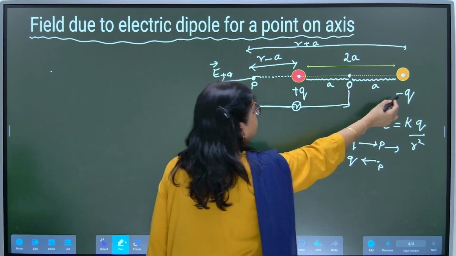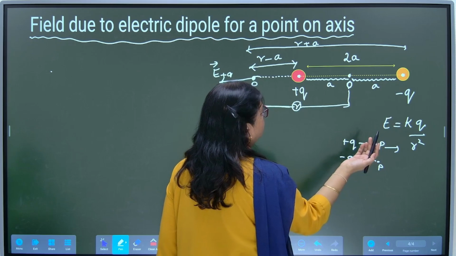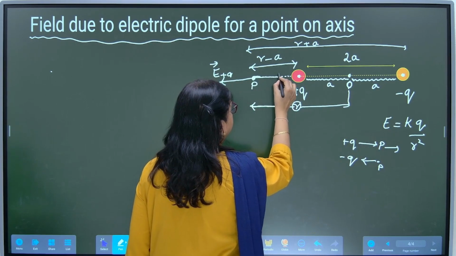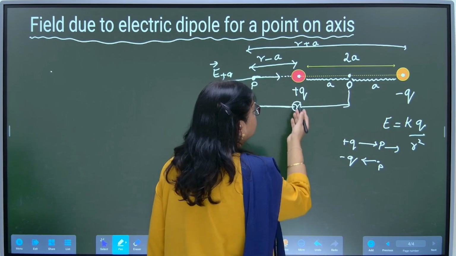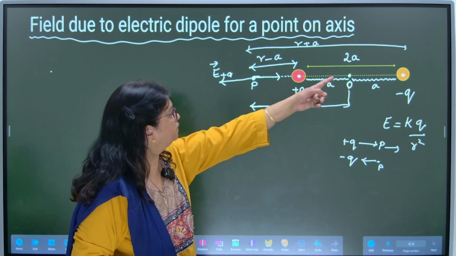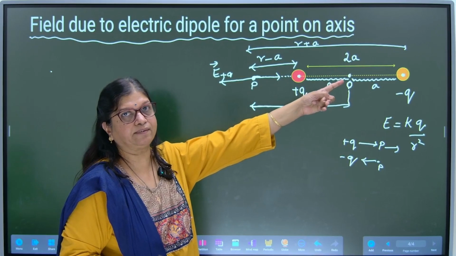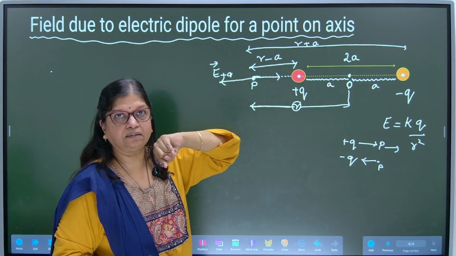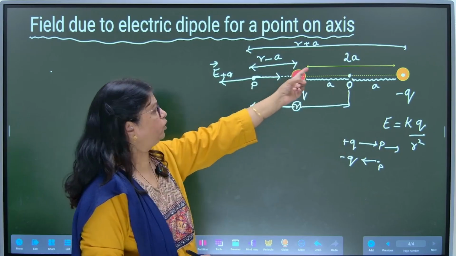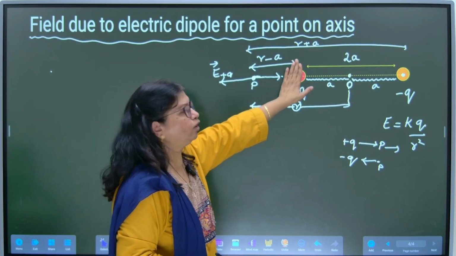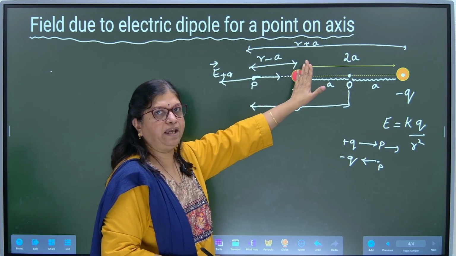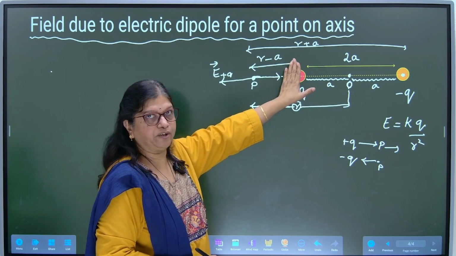Now, from minus Q, how should I go? From the point P, I walk toward minus Q. Now, here one doubt will come in your mind: in between, plus Q is there. Let it be. But I am interested in the electric field of the charge minus Q. So, how will I decide the direction? From the point towards negative Q, immaterial of plus Q in between. Forget it. Mentally it's there, but forget it while drawing the direction.